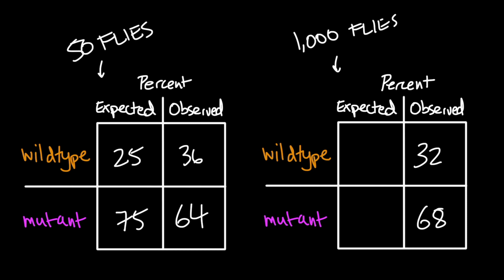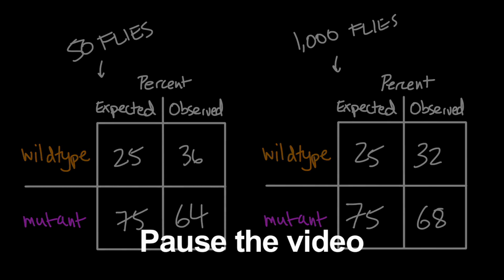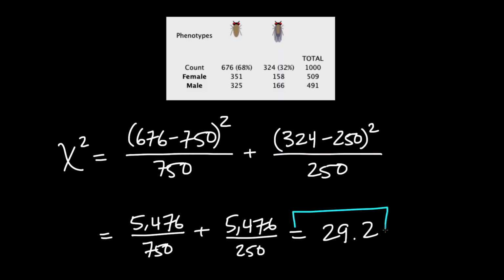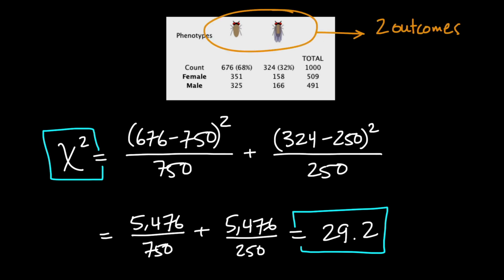We can use the chi-square test to evaluate whether the sample that had a 68-to-32 ratio could have come from the 3-to-1 population distribution that we expected. Pause the video here, calculate the chi-square test statistic, and determine the degrees of freedom in your data. You should have obtained 29.2 for your chi-square value. Because there are only two phenotypic outcomes for your cross, there is only one degree of freedom. Any fly that isn't a mutant is wild type and vice versa.